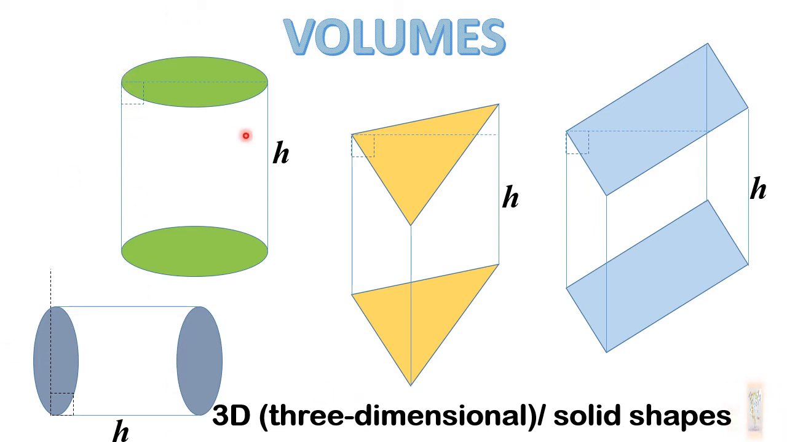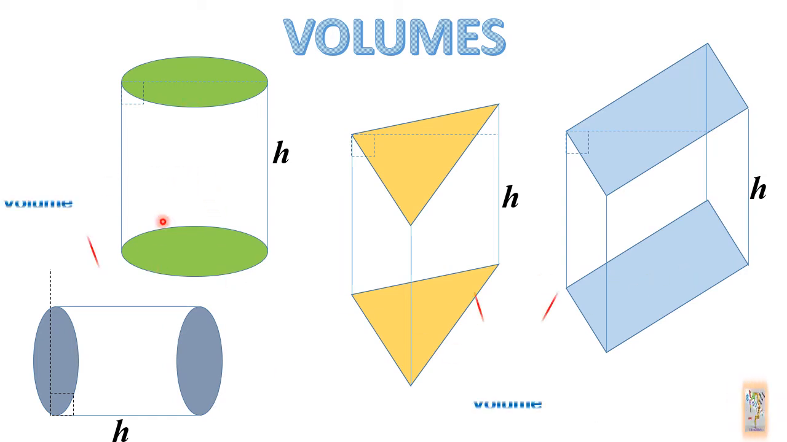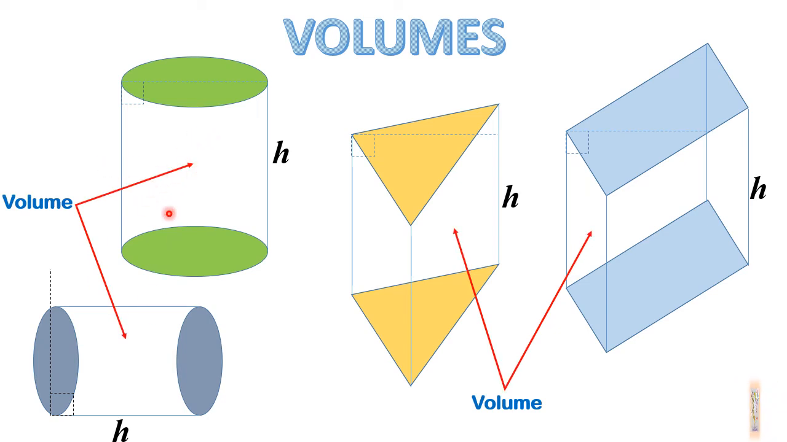So translation of flat shapes vertically down, up, to the left or to the right at an angle of 90 degrees will create solid shapes, and those shapes will be known as prisms. The amount of space contained within this solid object, within these prisms, is what you call the volume, and that is our bone of contention. We will be specifically looking at this space, which you call the volume. All right, so let's move on.